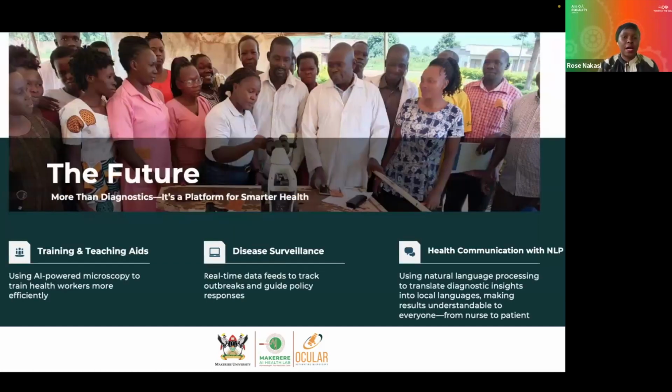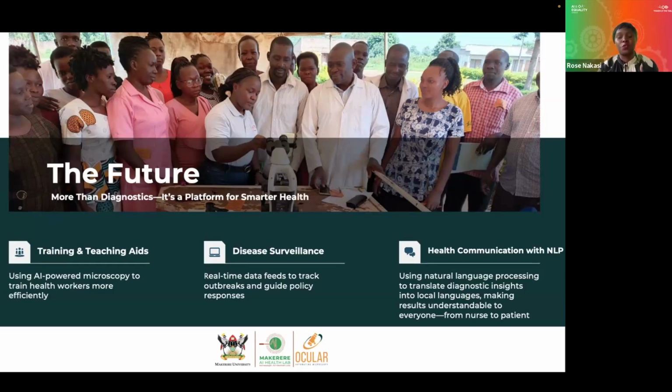So the future of Ocular is actually more than just diagnostics. We are looking at it as a platform that is going to support smarter health, because we are not just doing disease detection, we are also looking into aspects of supporting real-time disease surveillance, and also providing teaching aids that could actually support building capacity for health care workers more efficiently, especially the students that are taking up lab technologies.